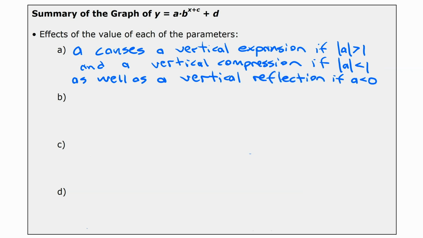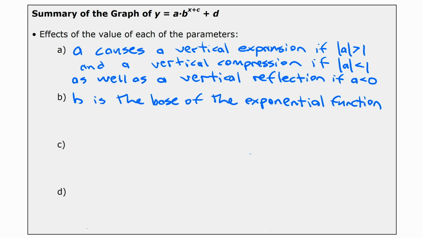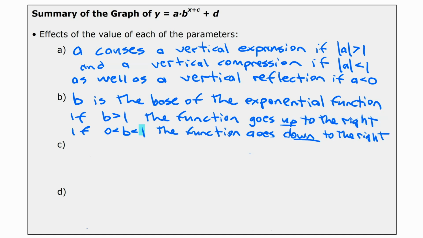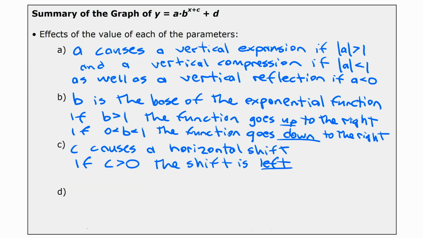Now b is of course the base of that exponential function. And as we saw in a previous video, if the base is bigger than 1, it goes up to the right. And if the base is smaller than 1, it goes down to the right. The variable c, in x plus c, causes a horizontal translation, a horizontal shift. If c is greater than 0, the shift is to the left. As in the way I have it written here, if x plus something is a positive number, it goes to the left.